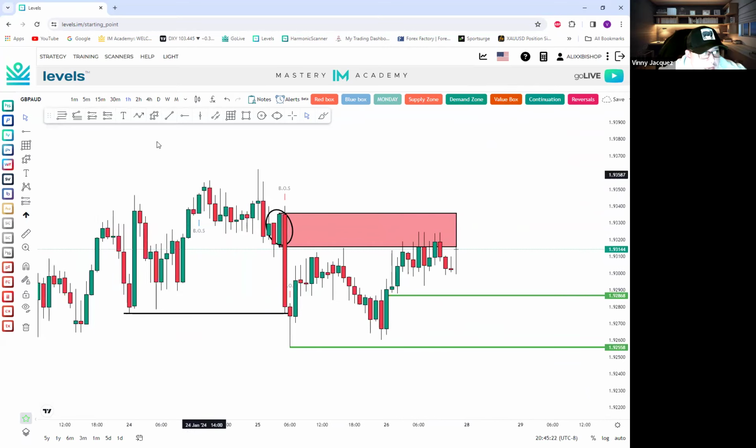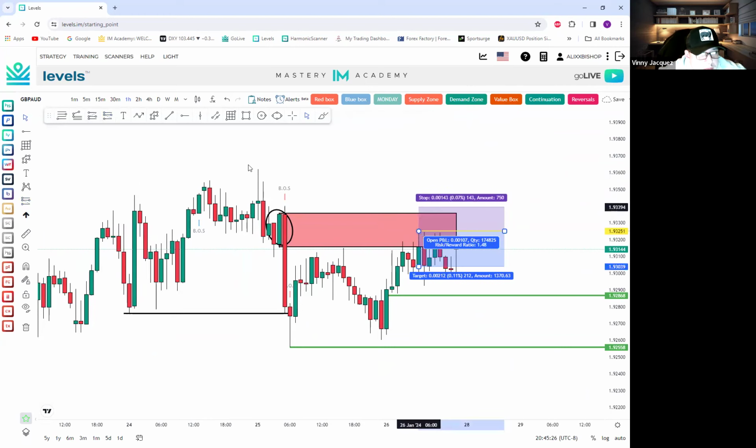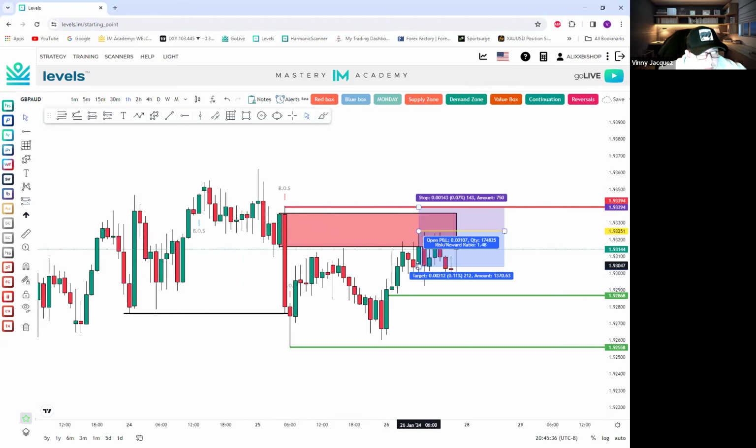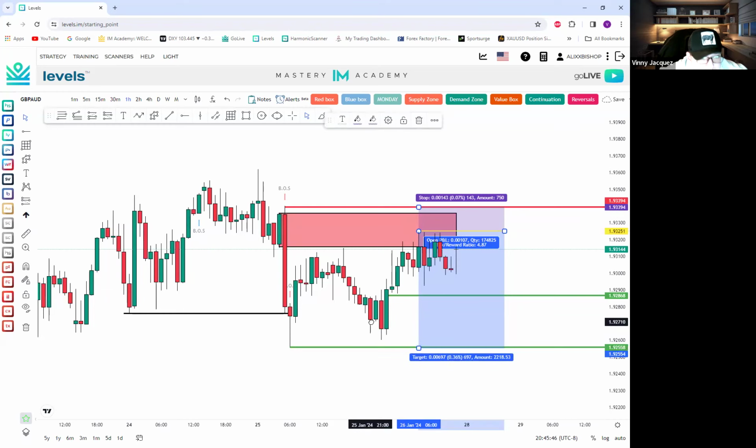Alright, but I can have it just like that. Enter at the 50. Stop loss above the high, right here, at the high of that wick. 1 to 3 is literally right where this 15-minute structure is. And then this is a 1 to 4.8, so almost a 1 to 5.